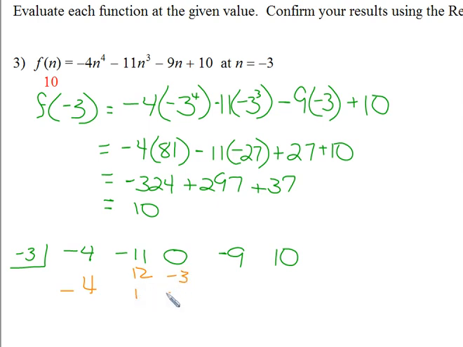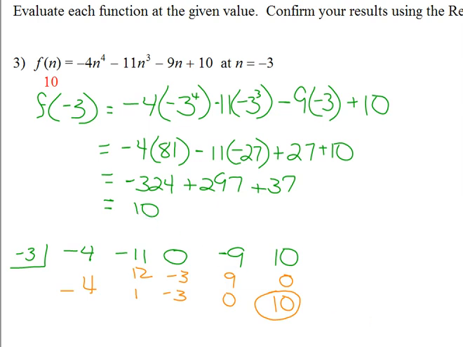Negative 3, positive 9, and 0. You'll notice that the last number is 10, and that is the remainder. This is where the name remainder theorem comes from, because this 10 will always equal the evaluation of that number.